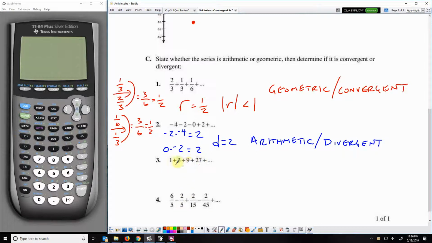Looks like here we're multiplying by 3. 3 over 1 is 3. 9 over 3 is 3. So there is a common ratio of 3. So it is geometric. But the absolute value of r is not less than 1. So it's not going to converge on a finite sum. So it is divergent.